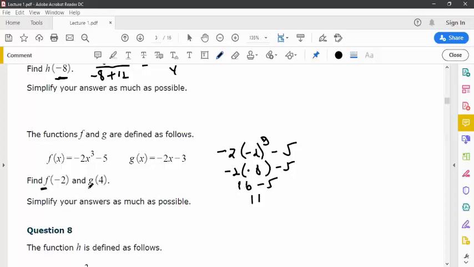Now we have to find g of 4. So again, that letter tells us which function to use, so we're going to use the g function. And the 4 replaces the x in the function. So we'd have negative 2 times 4. So instead of it being negative 2x, it's negative 2 times 4 minus 3. So negative 2 times 4 is negative 8 minus 3. And negative 8 minus 3 is simply negative 11.